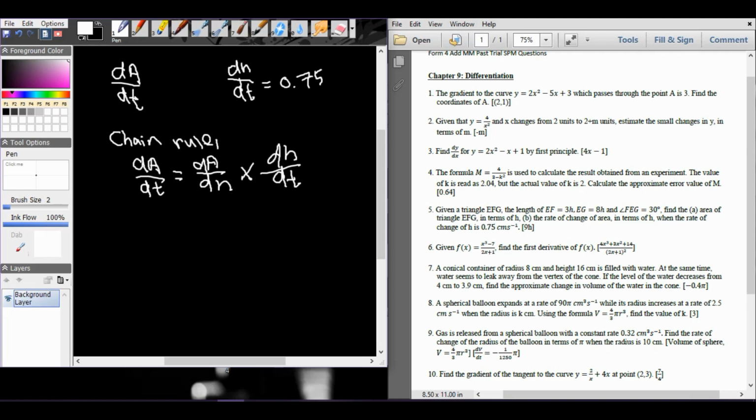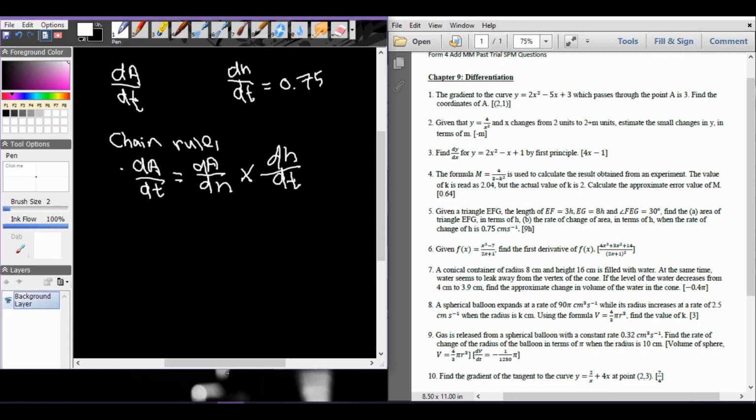So how can we know that? We have to differentiate A in terms of H. Okay, because we are given dH in the question, so we know there's something related to H. So we put down dH here. So this is a triangle, and the area, we have found it in part A, which is 6H squared.